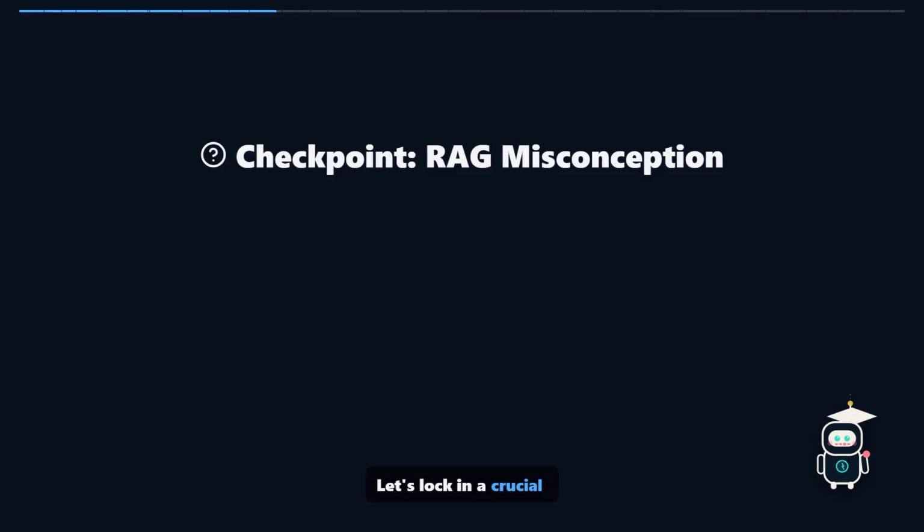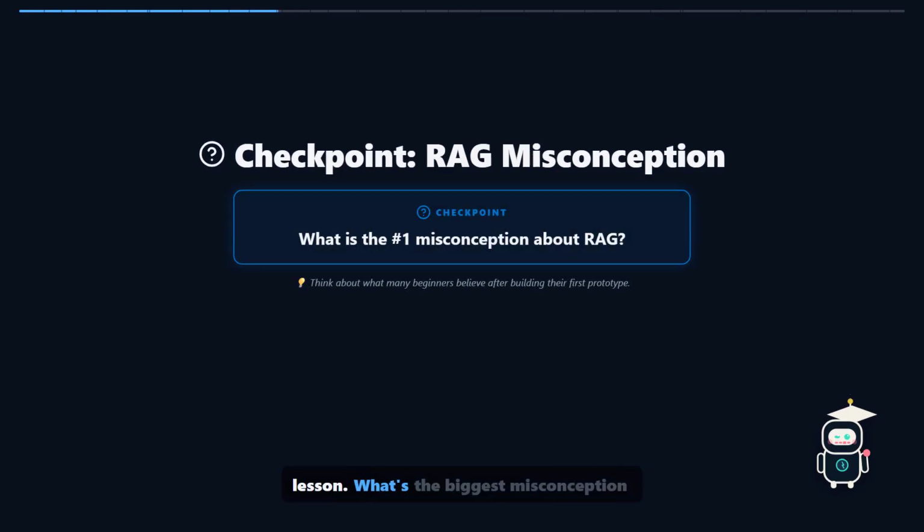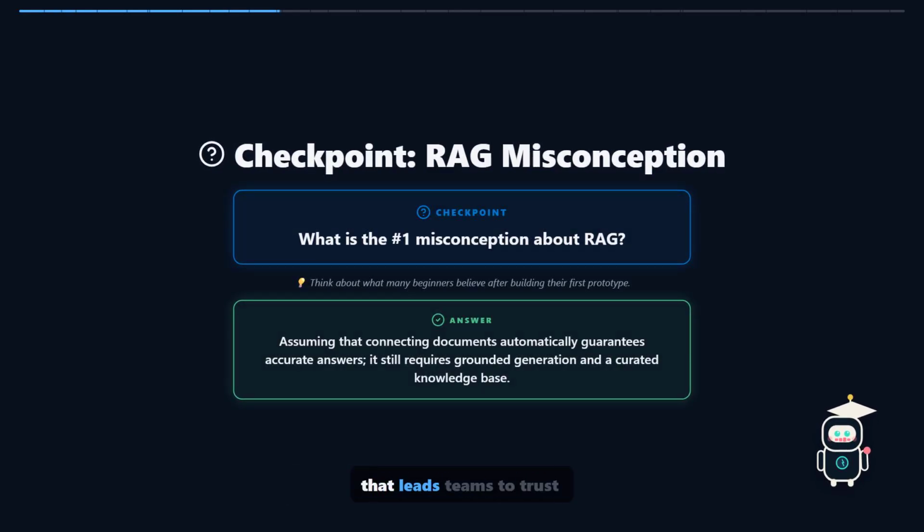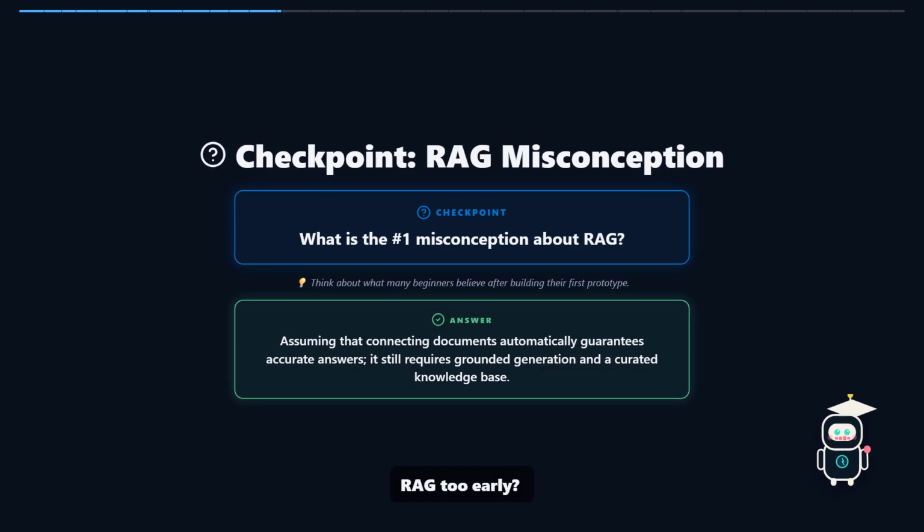Let's lock in a crucial lesson. What's the biggest misconception that leads teams to trust RAG too early?